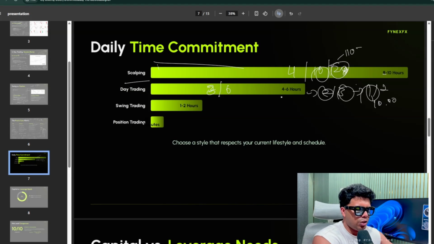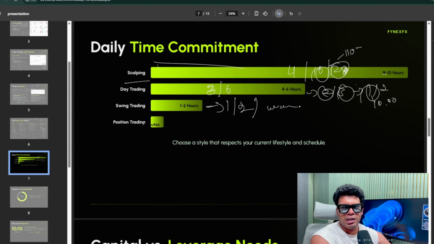Anyway, the next one is swing trading. Swing trading requires just 1 or 2 hours in front of the screen in a day. You can choose the best stocks, wait for some confirmation, and after your positions get activated, you can just look at what's happening, negative or positive. If it's hitting the stop loss or target, then after that, look for the next trade.